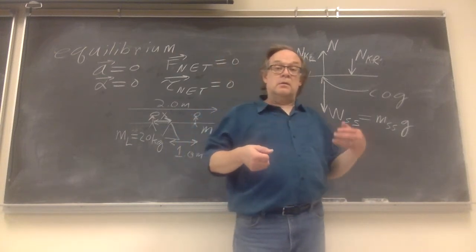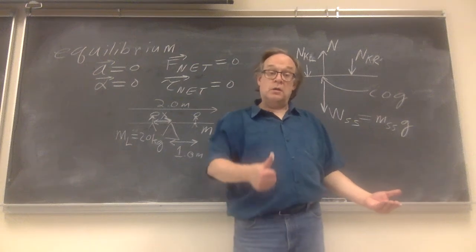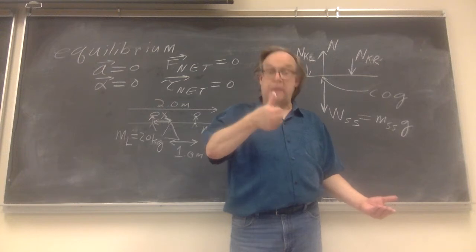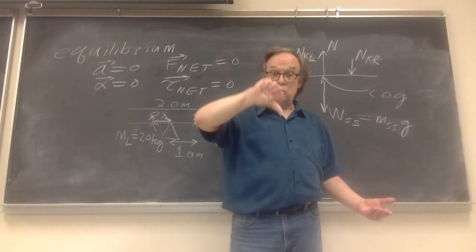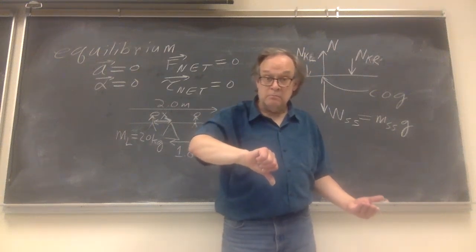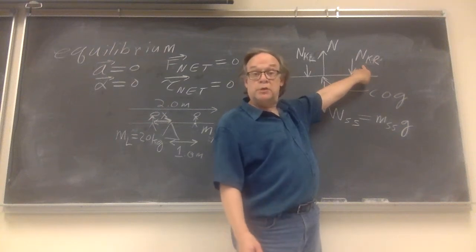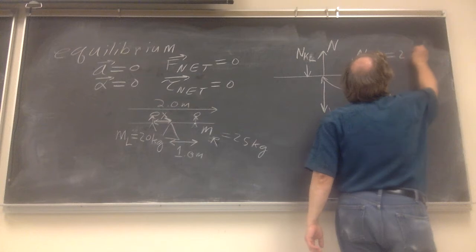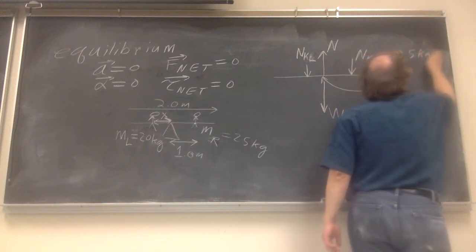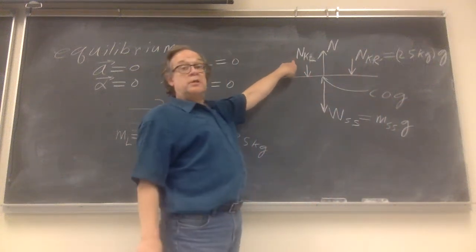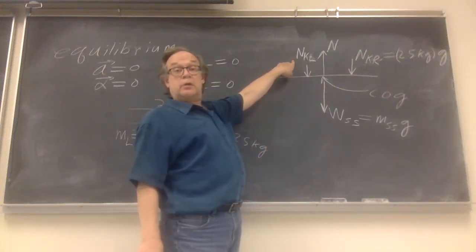So the kid's weight is equal to the upward normal force on the kid. And by Newton's third law, that's equal to the downward normal force from the kid on the seesaw. So in other words, that's equal to the kid's weight, the kid's mass times g. And similarly, this will be equal to the other kid's weight, 20 kilograms times g.